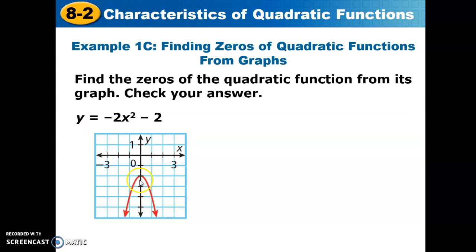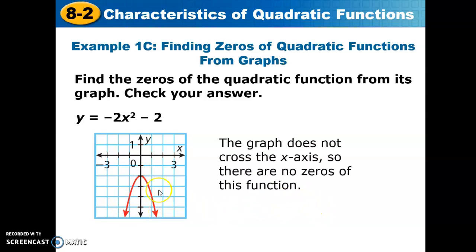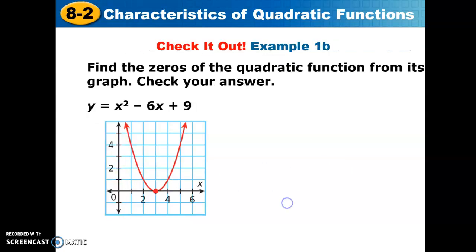How about this guy? Interesting. This does not cross the x-axis anywhere. So what are we thinking here? This does not have any zeros. There's no calculation involved. It does not pass the x-axis at all. So therefore our answer is no zeros. A lot of the time you can just look at the function via the graph and find what the zeros are, how many there are, or if there are any at all.